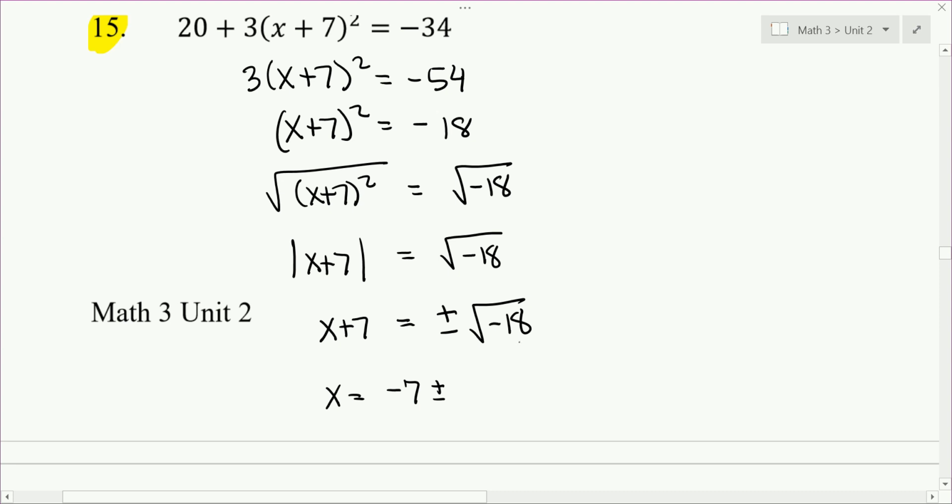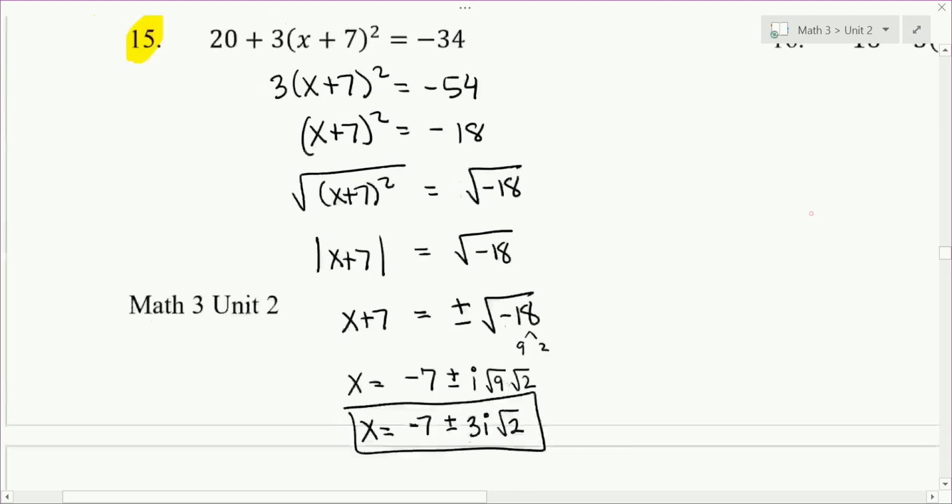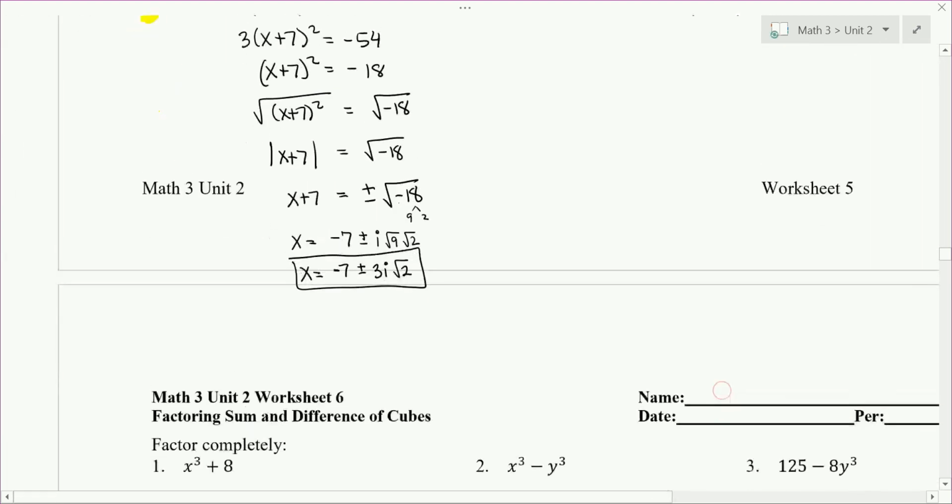18 is 9 times 2. And that negative sign is really the square root of negative 1, which is the imaginary number i. So we got i times the square root of 9 times the square root of 2. And we know the square root of 9 is 3. So this is negative 7 plus or minus 3i square root of 2. And we'll stop there.